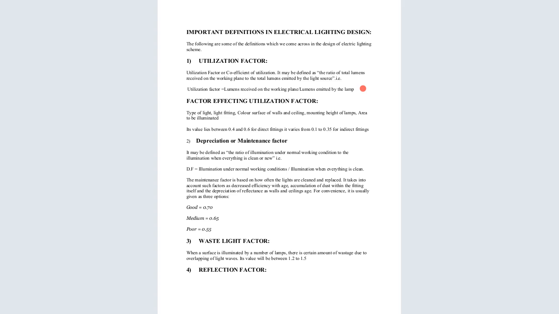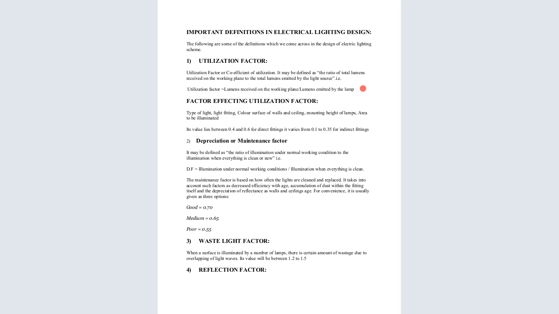So, the factors affecting the utilization factor. What are some of the things that interfere with or bring about a change in the utilization factor? We have things like the kind or the type of light. Is it a natural light? Is it a fabricated light? Is it a reflected light? So the type of light is something that can affect the utilization factor.